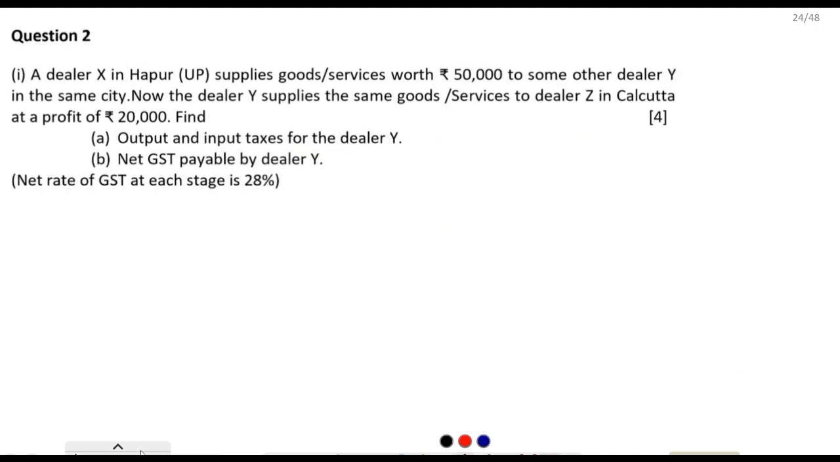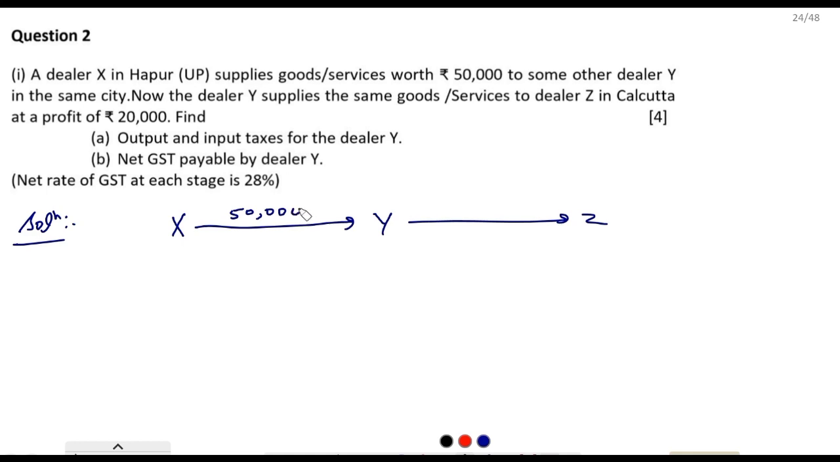Question number 2 is also a part of the compulsory section. You have to solve questions number 2 and 3 from GST. There is a dealing between 3 persons x, y and z. For this dealing worth rupees 50,000, and y to z there is a profit of 20,000, which means the amount is 70,000. SP is 70,000.